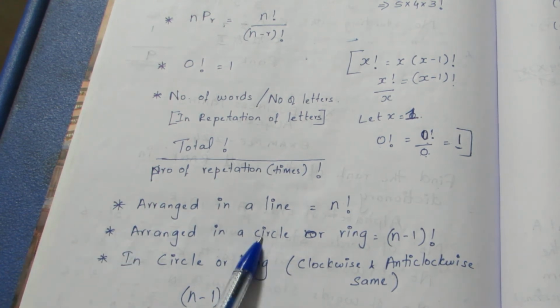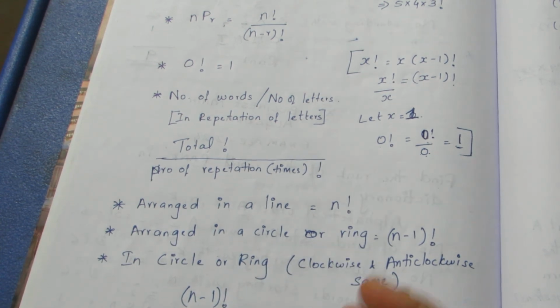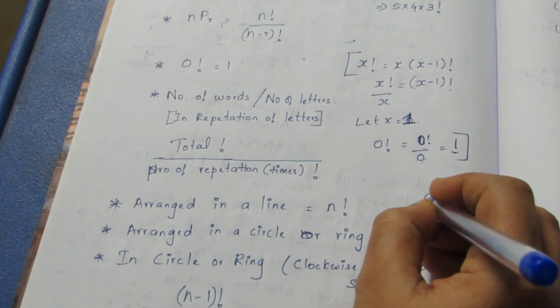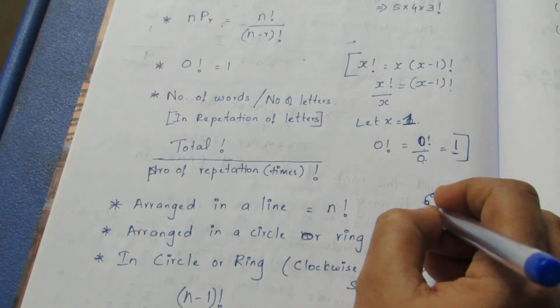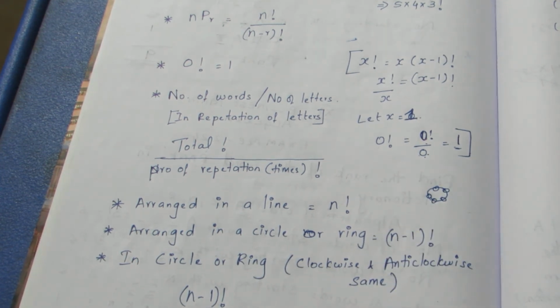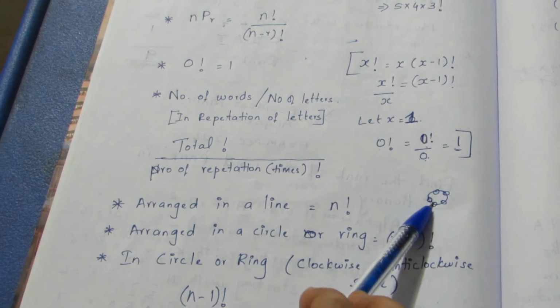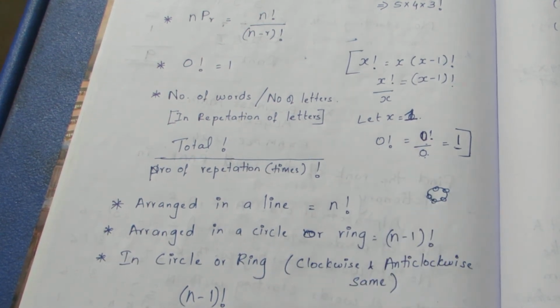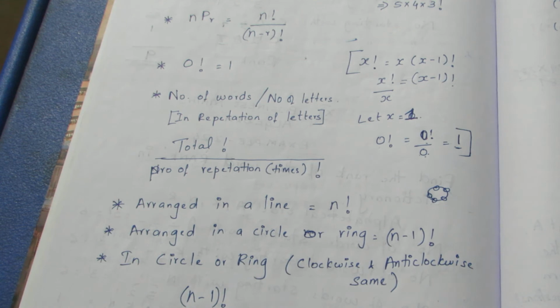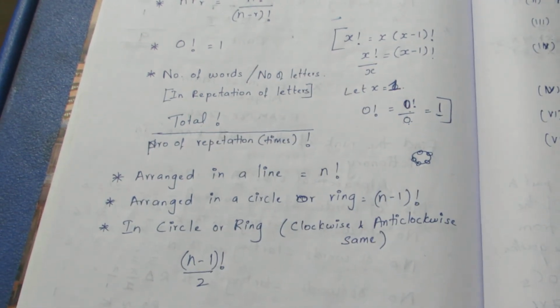If it is arranged in a circle or a ring, my formula will be n minus 1 factorial, because the two combinations will combine with each other. So it will be n minus 1 factorial. Remember that if it is a line, it is n factorial, and if it is a circle or a ring, then it will be n minus 1 factorial. I am just giving you an easy way to observe and do things.